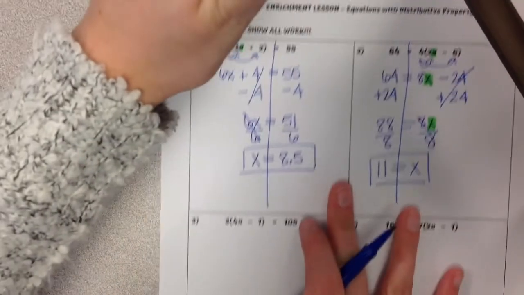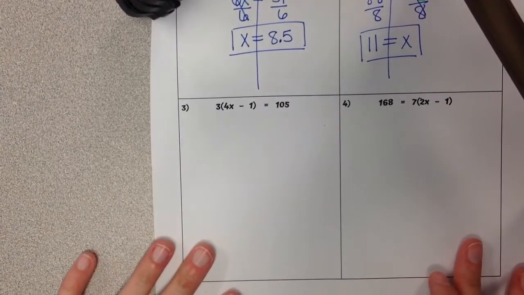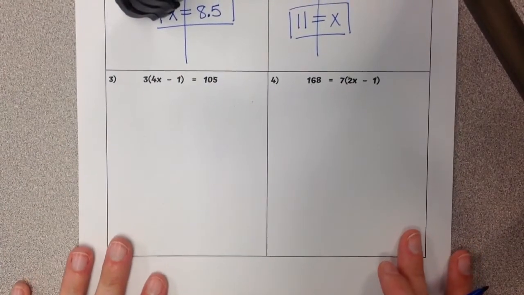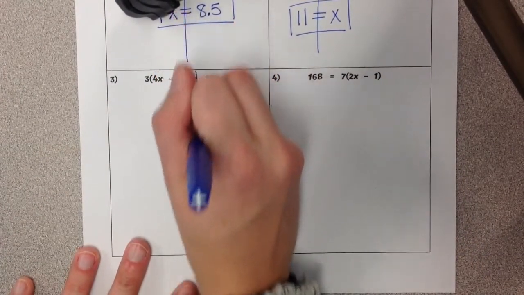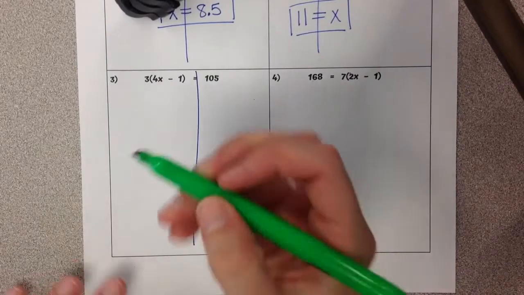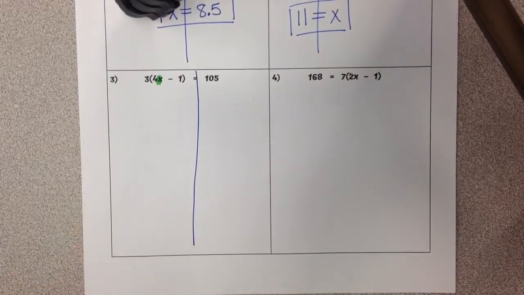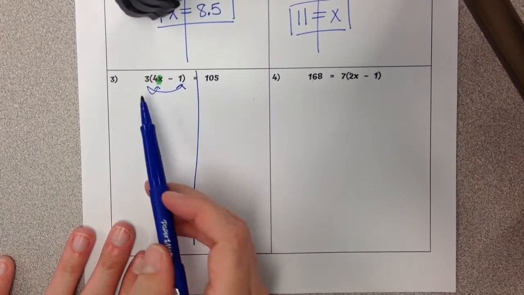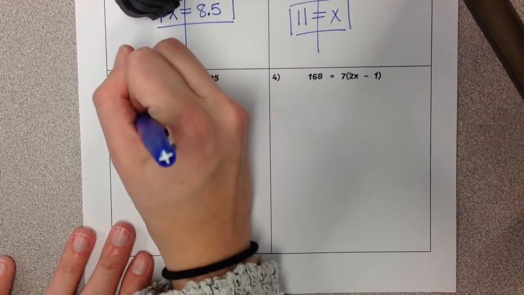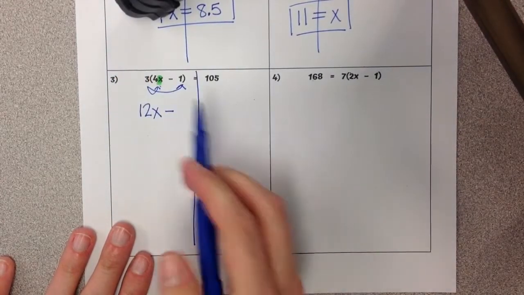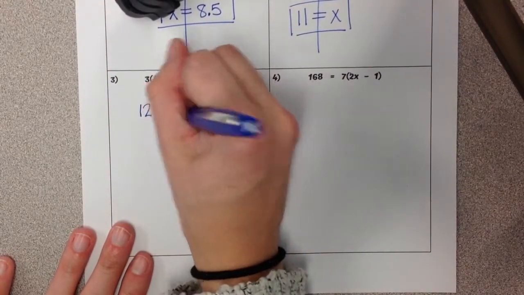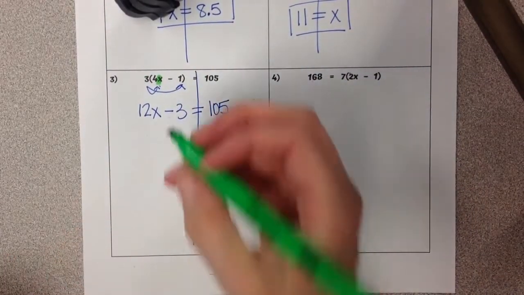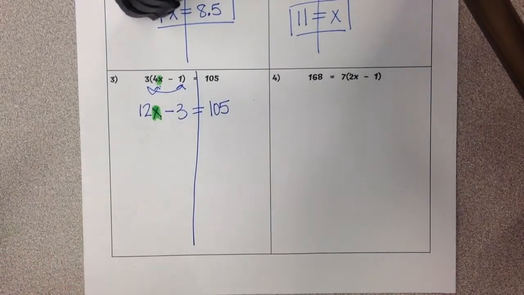Let's look at another example. Number 3. Same thing. I'm going to draw my line down the equal sign. Look at the side with the variable. We have parentheses. We need to get rid of them first by distributing. So we're going to multiply 3 times 4x, which is 12x. Bring down the minus. 3 times 1 is 3. Equals, bring down 105.